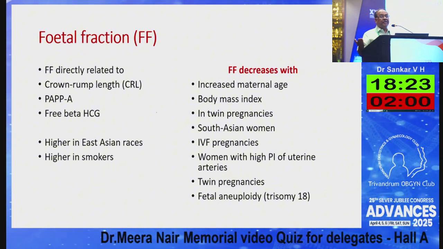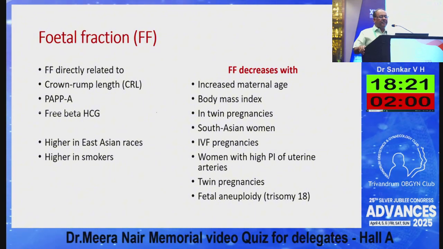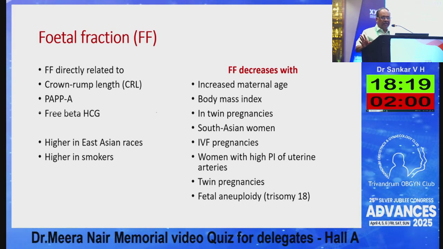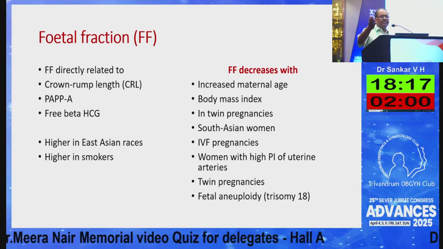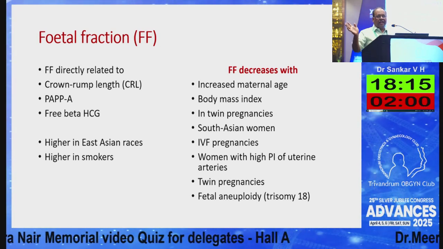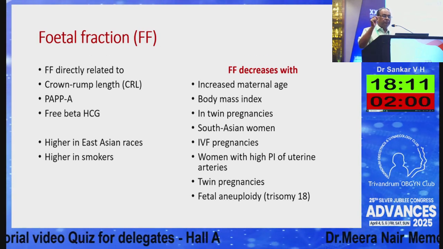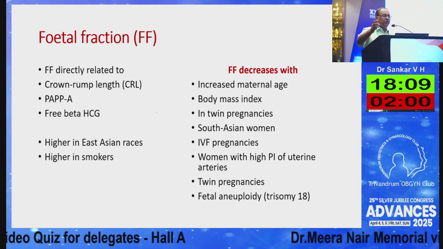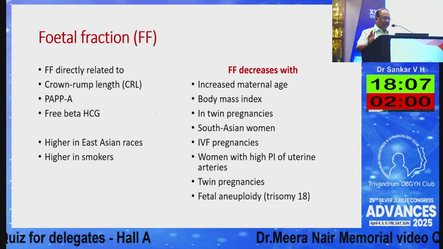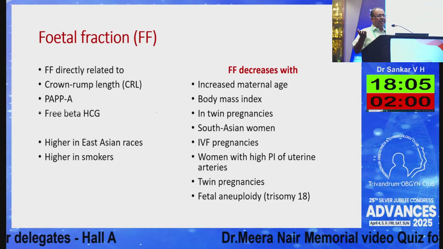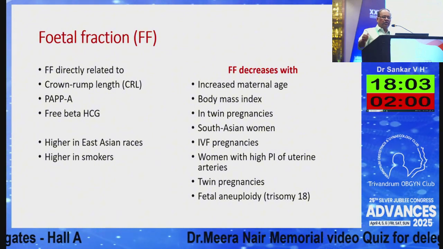Why has this fetal fraction been changing? Fetal fraction is directly related to crown rump length. That means if there is an increase in size and gestational age, fetal fraction will be more. It is related to placental apoptosis, which is indirectly related to PAPP-A and free beta HCG. So when free beta HCG is elevated, naturally fetal fraction also will be increased.